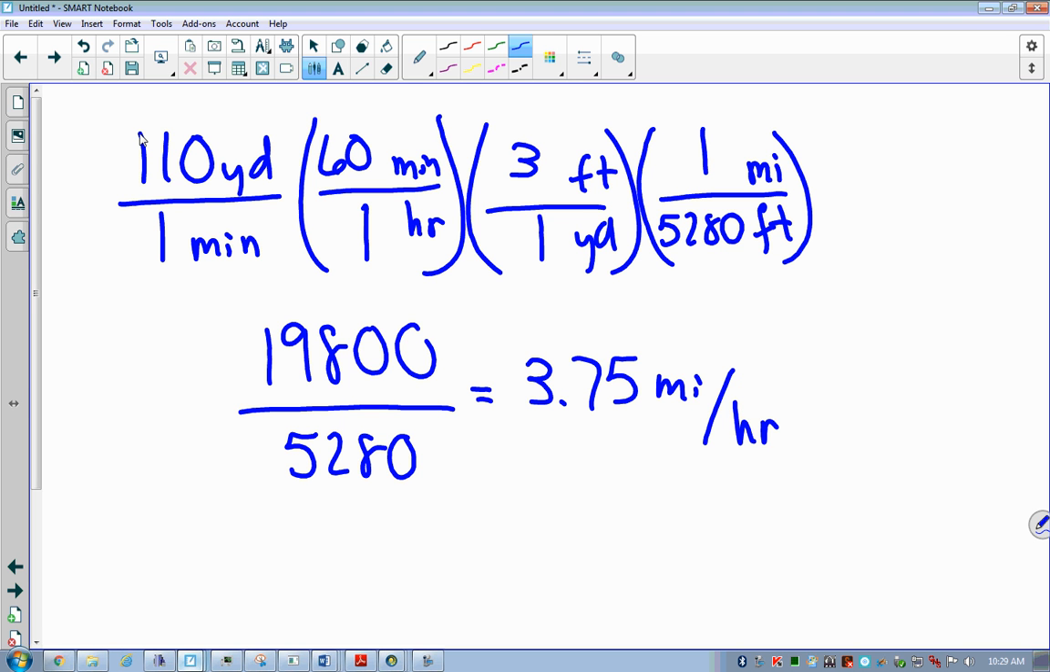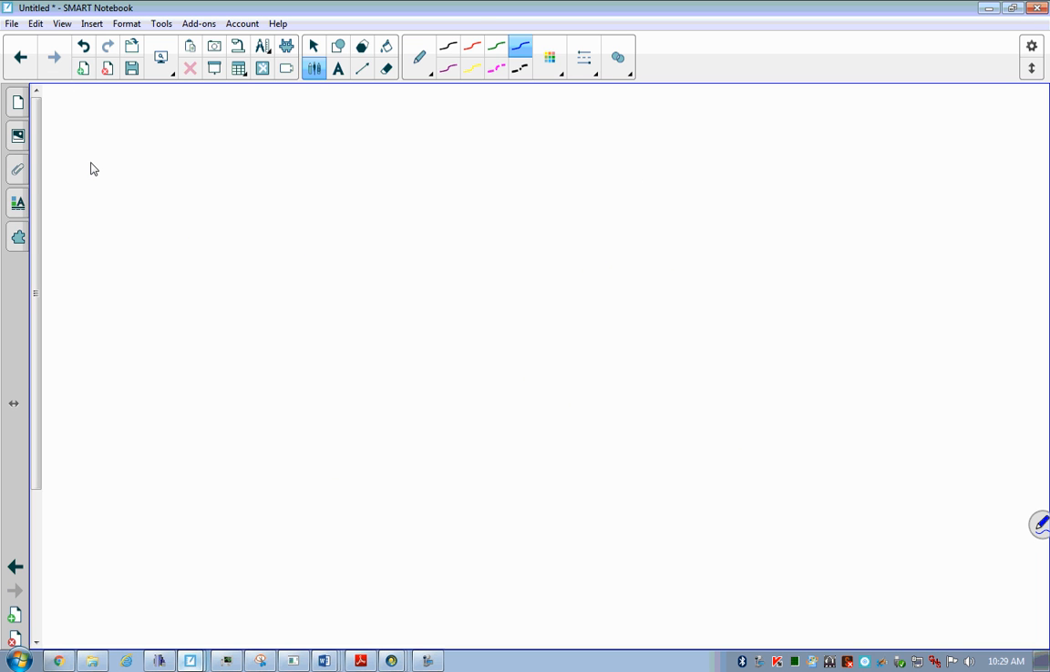Which is really, really slow. If she's only roller skating 3.75 miles per hour, I think I run at like 7 or 8 miles per hour. So she's roller skating basically half of what a very average person can run. Yeah, maybe. I don't know.